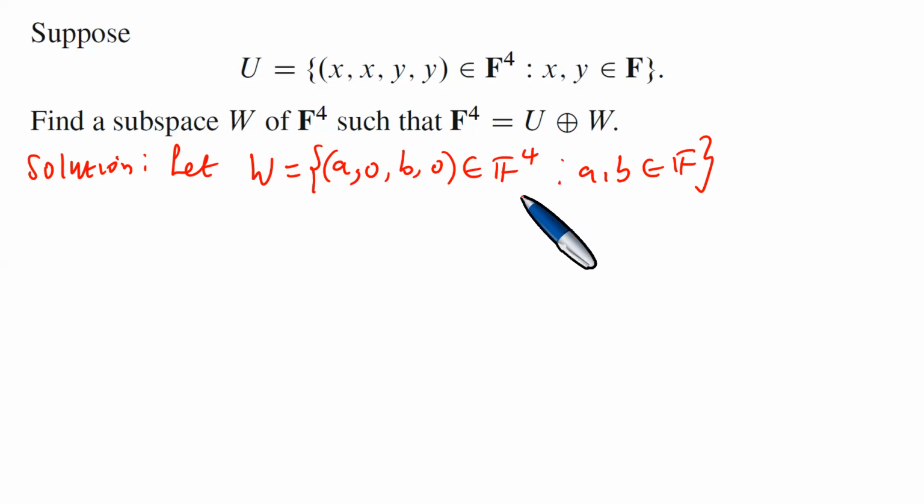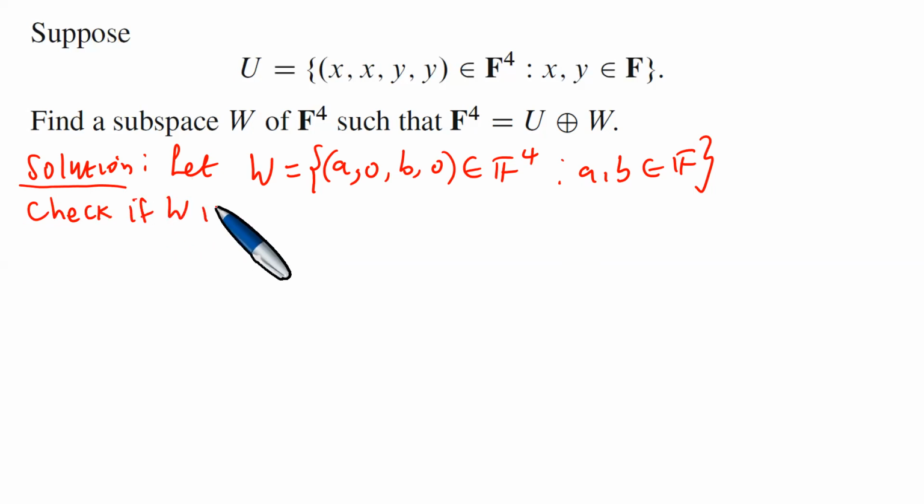So we have this, and we need to check. What do we check first? We need to check that it is a subspace. It must be closed under addition and scalar multiplication, and it must contain the 0 vector. Those 3 properties need to be true. So we check if W is a subspace of F4.